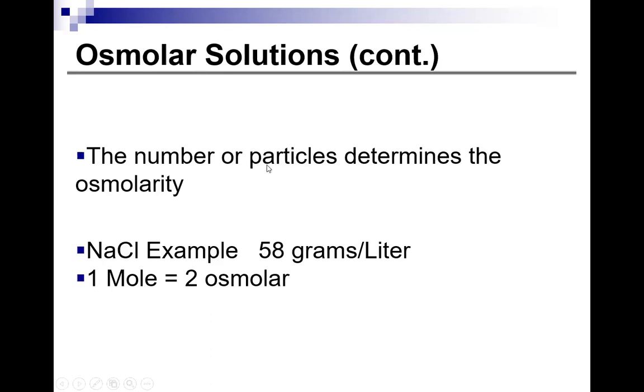So here, the number of particles determines the osmolarity. Here's that NaCl. If you had 58 grams per liter, and you had 1 mole of it, it's considered a 2 osmolar solution, because when this goes into solution, it breaks into a sodium ion and a chloride ion. So you would take your value and multiply that by 2, because it breaks apart. If this was glucose, C6H12O6, in 1 mole, it would still be 1 osmolar, because it wouldn't break down into individual ions.